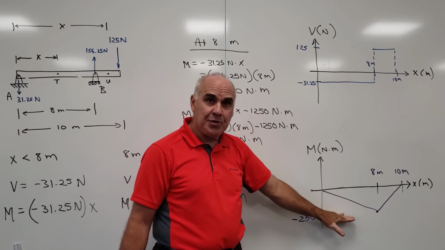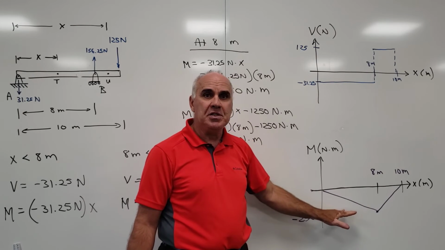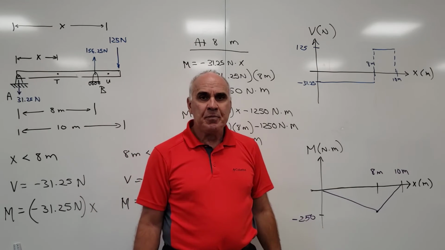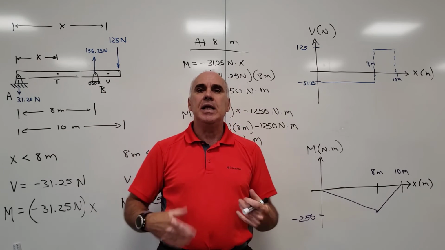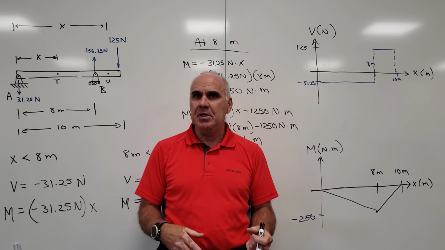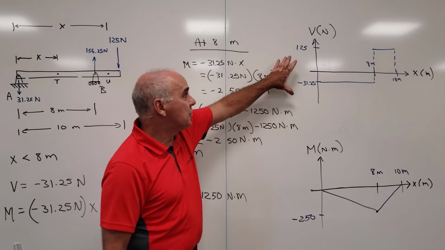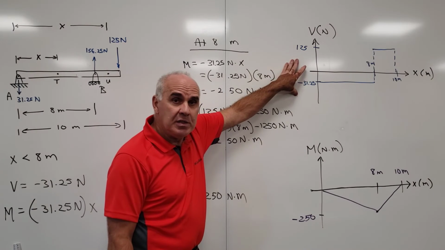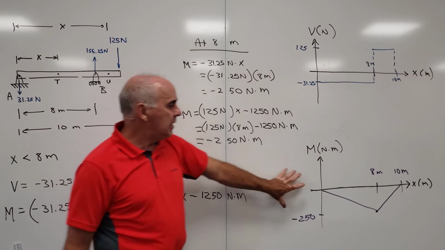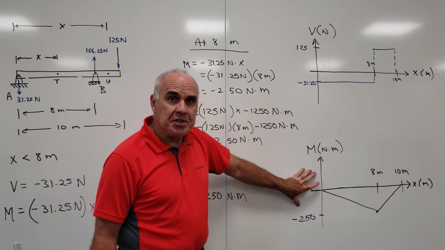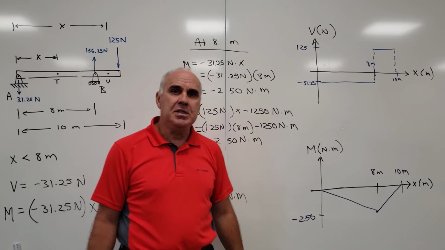But there is no external moment acting on the beam at 8 meters, and so the moment equation has to be continuous. Now if there was an external moment applied at B or anywhere else, then the moment equation can become discontinuous. The internal moment, I should be more specific. So the internal shear force function is not continuous because of the external force acting at B. But for the internal moment function, there is no external moment, so the internal moment function is going to be continuous.